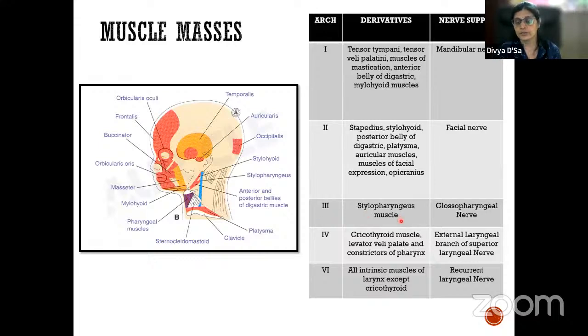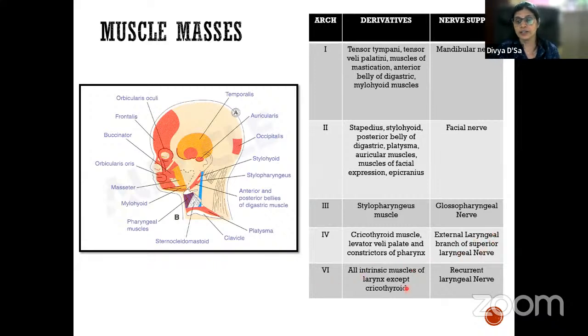Third arch is stylopharyngeus muscle. The nerve of the compartment is glossopharyngeal and it supplies. Fourth arch is cricothyroid muscle, levator veli palatini, constrictors of the pharynx. So external laryngeal branch of the superior laryngeal nerve, okay, so that is derived from the vagus. So it supplies cricothyroid, levator veli palatini, constrictors of the pharynx. They are supplied by the external laryngeal branch of superior laryngeal nerve.